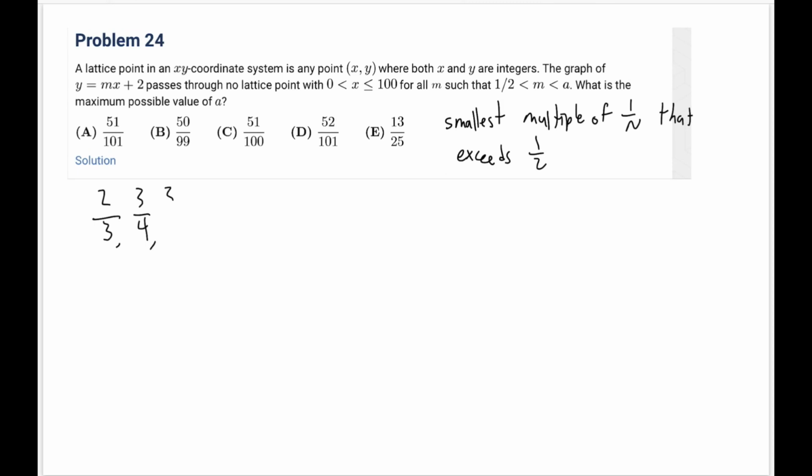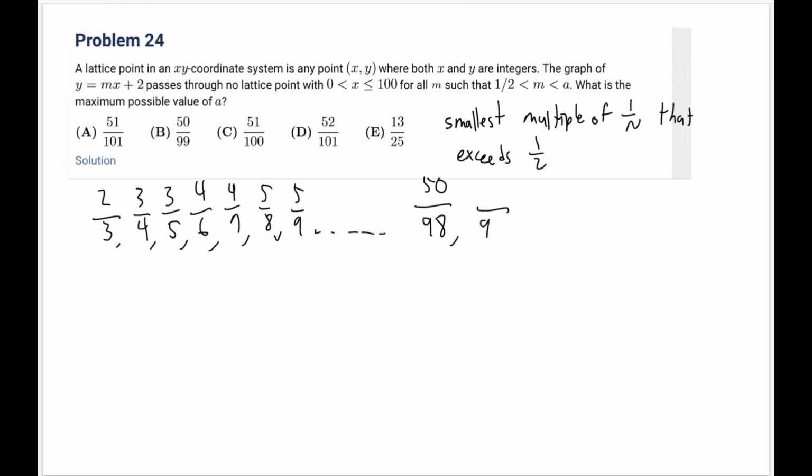And so if we keep going, this will be 3 over 5, 4 over 6, 4 over 7, 5 over 8, 5 over 9, and then on we go. And then we'll reach something like 98. If n is 98, then this will be 49 plus 1, so it will be 50, and then 50 over 99, and then it will be 51 over 100, and then it will stop there because the greatest value of x can be 100. So this is where we stop.